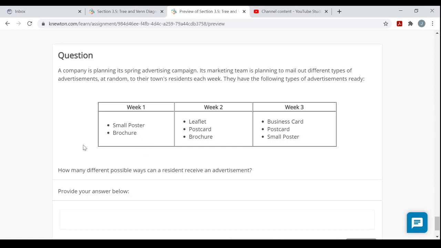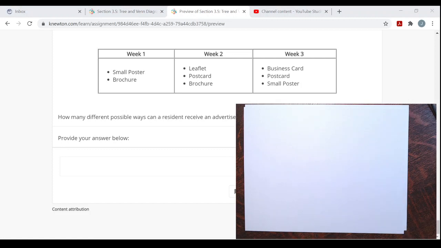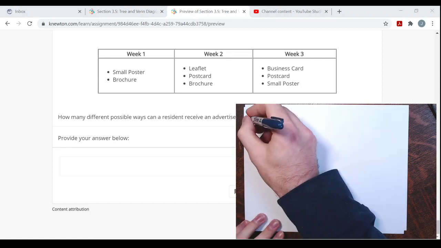So I could make a tree, all right, and I'll show you. I'll pull up a piece of paper here. You can make a tree where the processes here are the weeks. Each week, a resident's getting a different kind of advertisement, and they're only going to get one kind. So here's week 1.